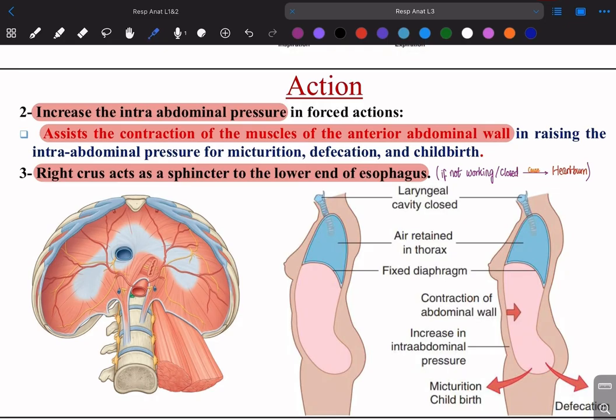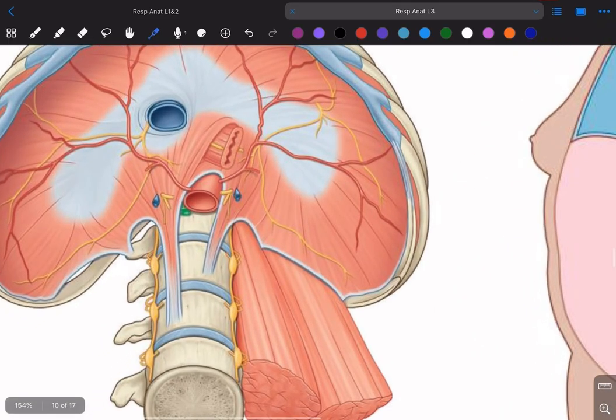Okay, so the right crus, if you remember, this is the right crus. We said it's the long one. It comes from L1, 2 and 3. And here this is the left crus, which is the small one. It's from L1 and 2. So let's forget about the left now. We're talking about the right. The right comes from here. Okay, this is how it looks.